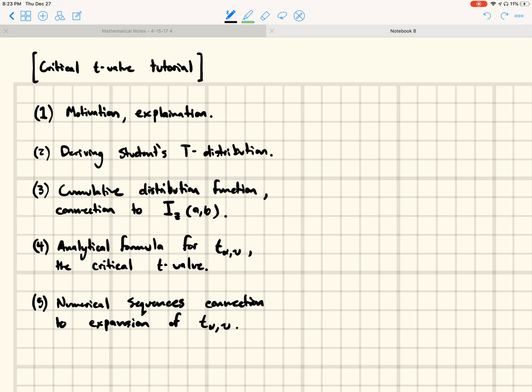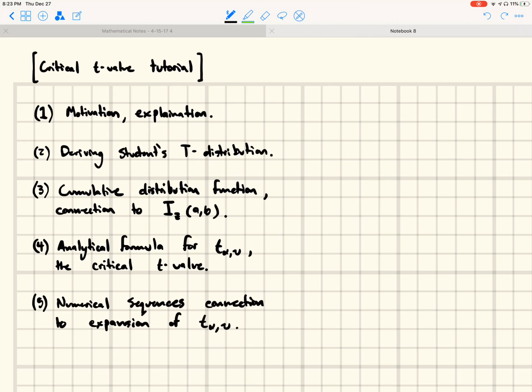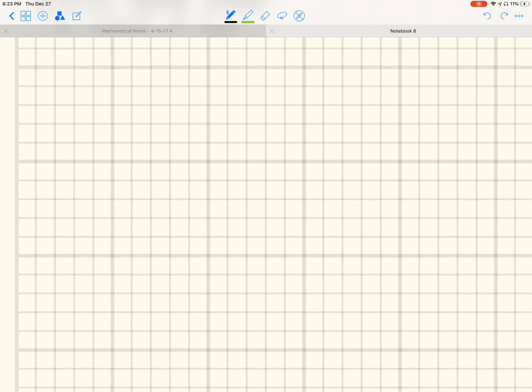And the very last thing I'm going to do is connect back my formula to various numerical sequences which exist in the literature, exist on the online encyclopedia of integer sequences, etc. So that's a breakdown of everything, and I'm just going to get started. So to start off, I want to look at some motivating reasons why we should be interested.